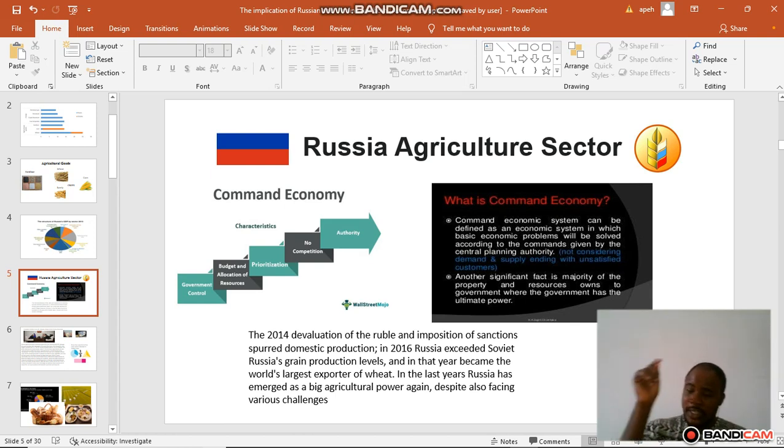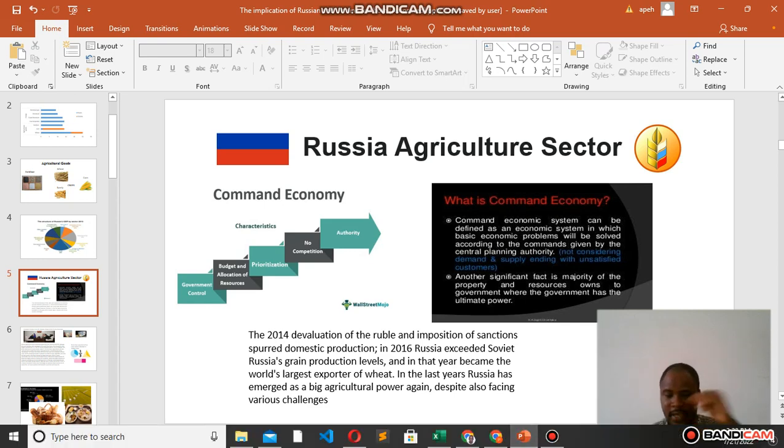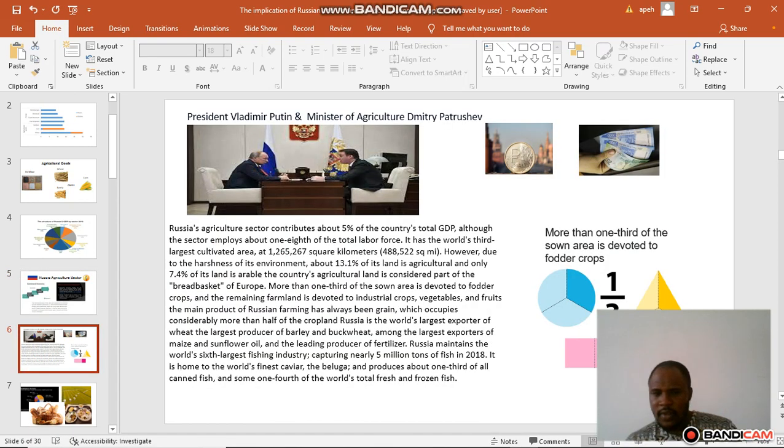So, during the time of war, there were sanctions made by other countries, and during those hardships, those challenges, those difficulties, Russia began to make a lot of moves, and before you know it, when the sanctions were lifted, they became recognized as a powerhouse. You're going to see that as we move on and advance in the agricultural sector of Russia.